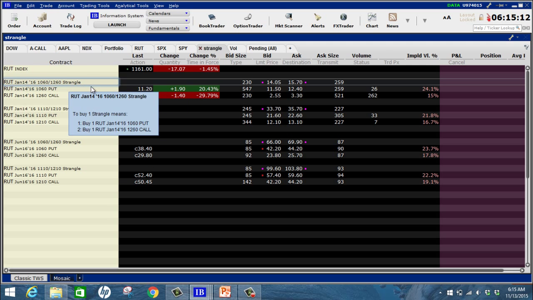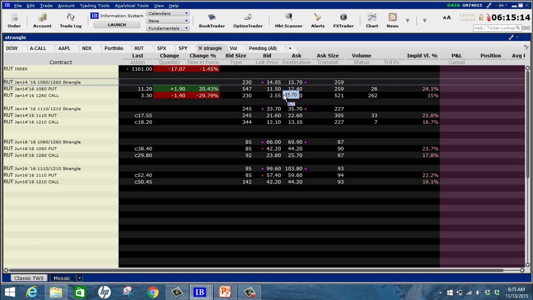Alright, so January 1060, 1260 trading at around $15. The 1110, 1210 trading at around 34. Then obviously going further out in time it's going to be more expensive, so we've got about 68 and about 101 for this one.